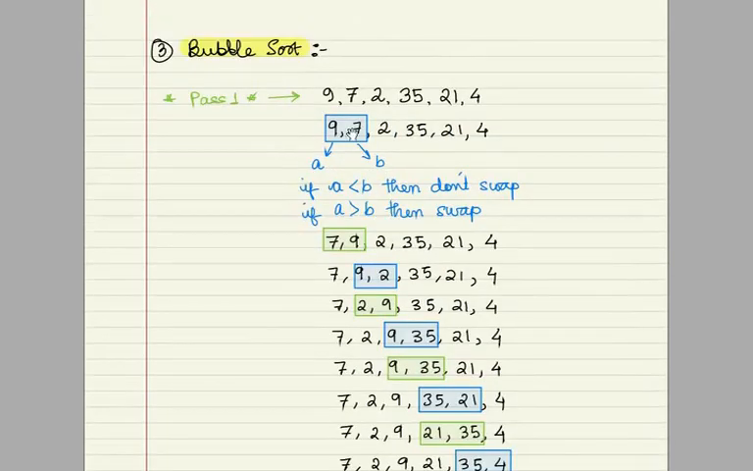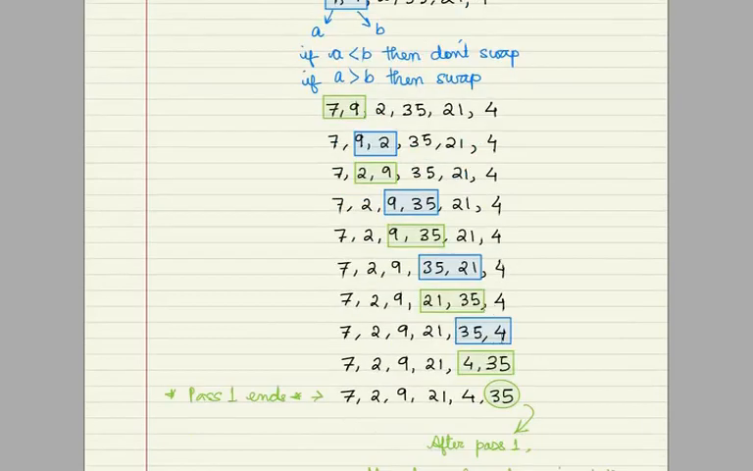So this blue box started with the first 2 elements and ended with the last 2 elements, and finally what we see is that the highest value has come to its correct place. After doing all this computation, we found that the last element is in the correct place. So 35 is in the correct place.